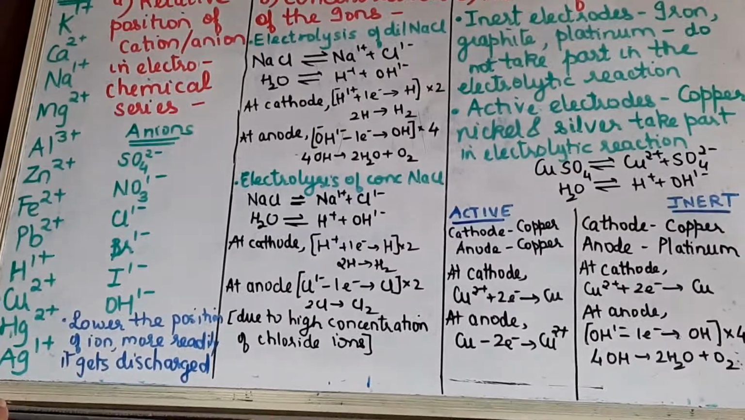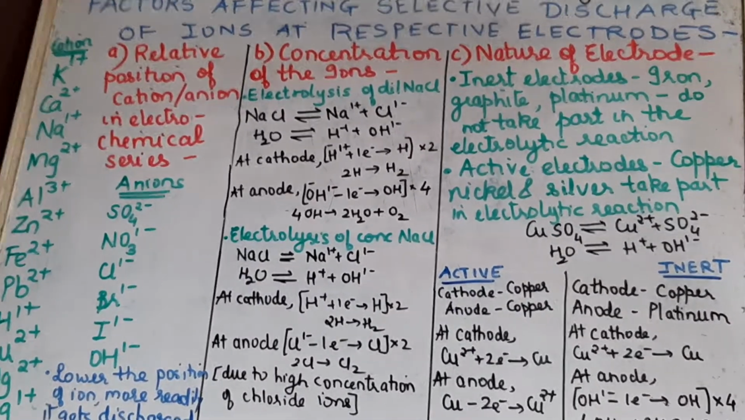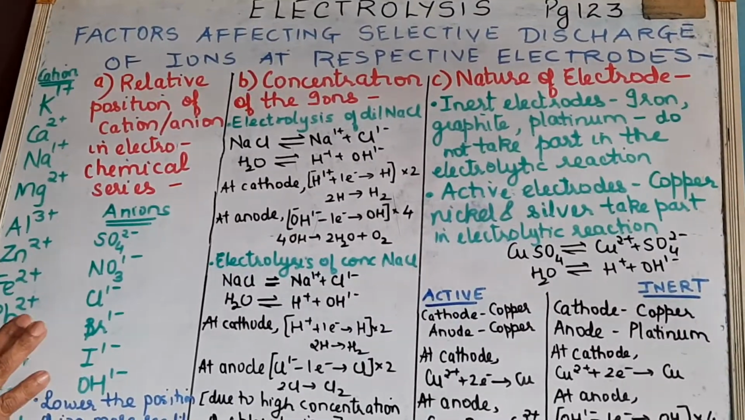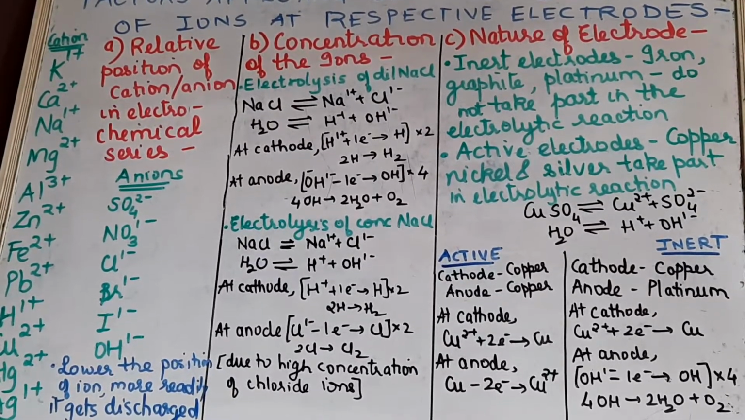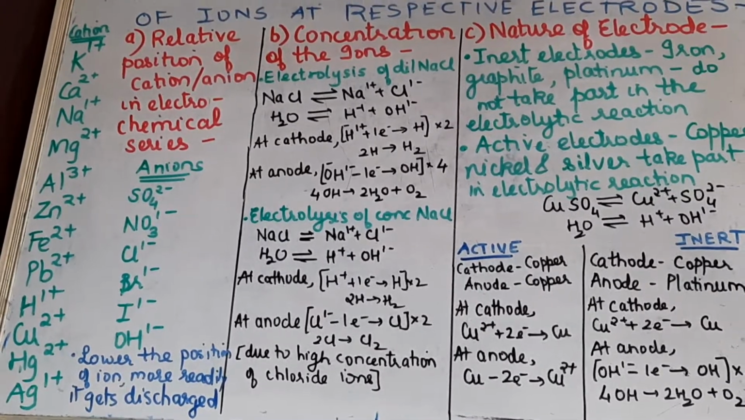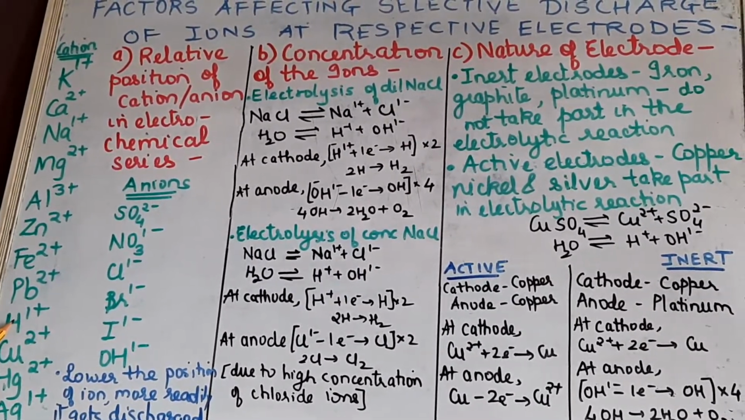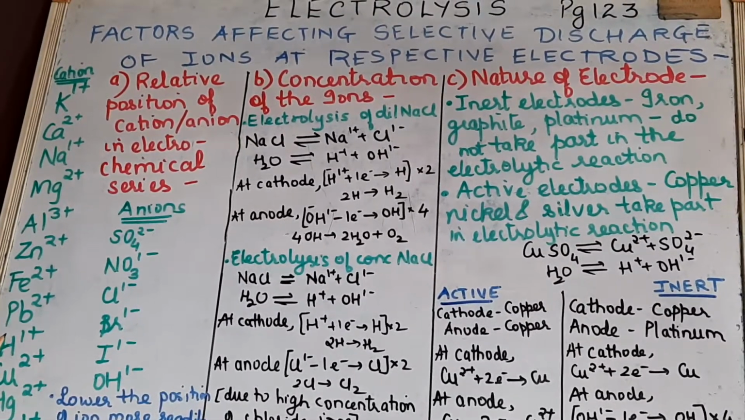Is this first factor clear? That is the relative position of the cation and anion in the electrochemical series. This is our first factor which determines the selective discharge of ions at the respective electrodes. For example, if you have aqueous copper sulfate solution, there will be copper ions in the solution and also H+ ions. Why? Because it is an aqueous solution, so water will give H+ and OH-.